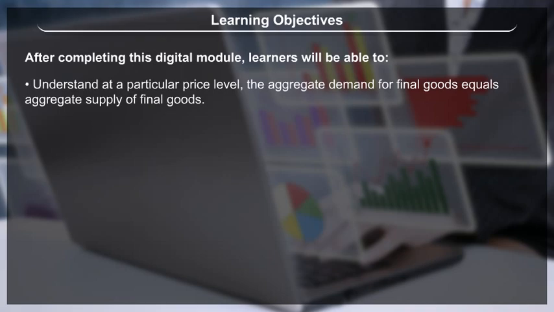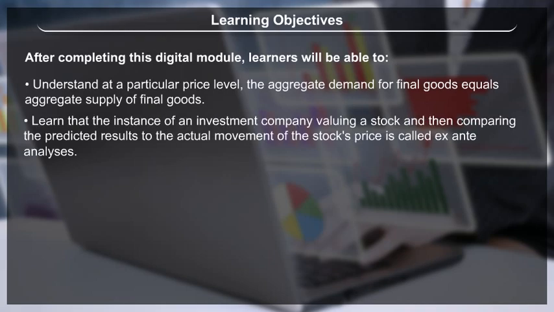Learning objectives. After completing this digital module, learners will be able to understand that at a particular price level the aggregate demand for final goods equals aggregate supply of the final goods. Learn that the instance of an investment company valuing a stock and then comparing the predicted results to the actual movement of the stock's price is called ex-ante analysis.